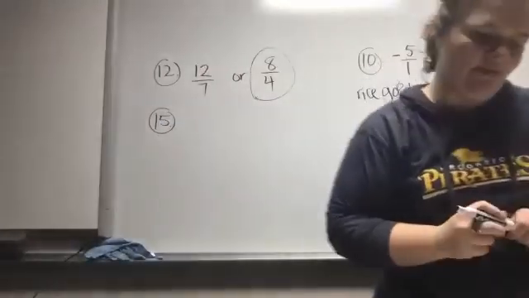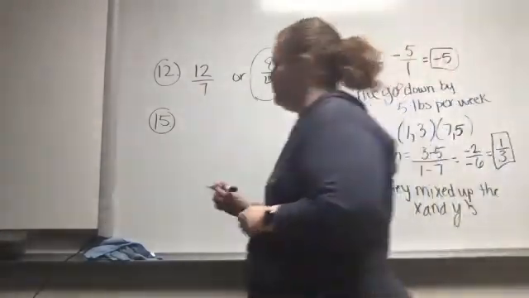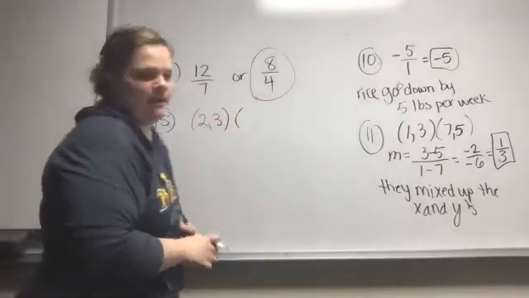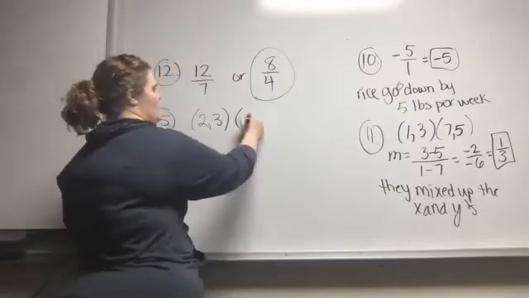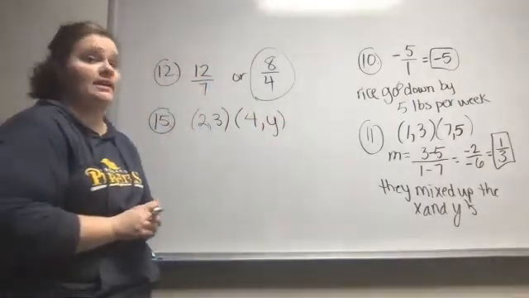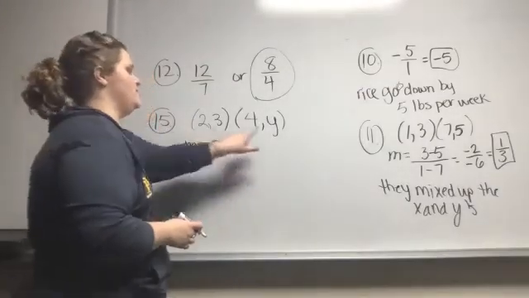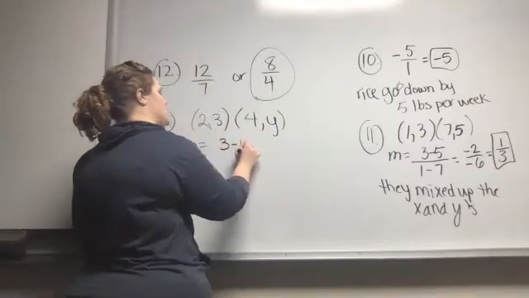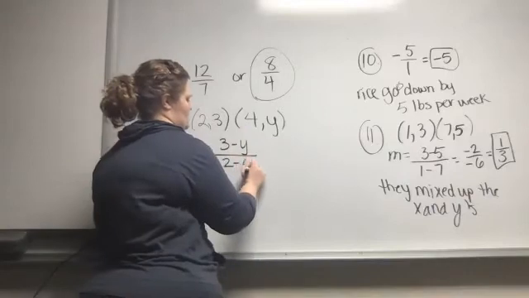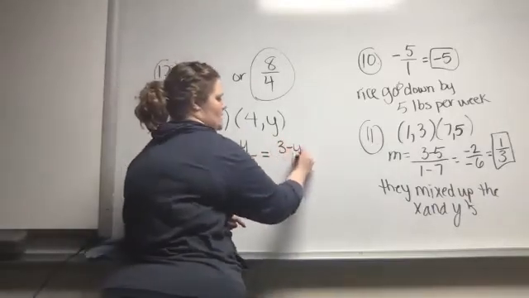It says the slope of a line passing through the points (2, 3) and (4, y) is 3 over 2. What's the value of y? So we have the points (2, 3), and then we have the other point (4, y). So we don't know what that y is. But let's just start setting it up. m equals y minus y, so 3 minus y over 2 minus 4. Okay, I can't simplify that anymore because I don't know what y is.